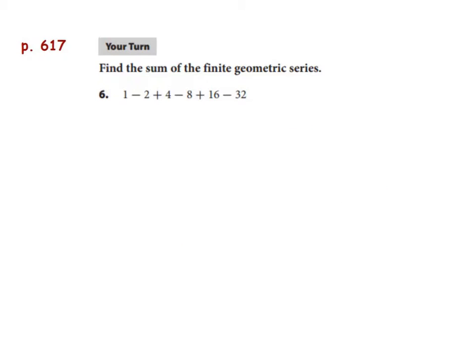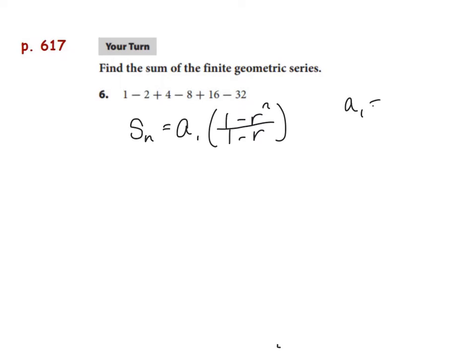So let's do an example. If you'll turn to page 617 in your book, we're going to flip around in your book just a little bit and look at the Your Turn number 6, where it says find the sum of the finite geometric series. So here we have the series that's given to us, and we want to find the sum of it. So let me start by writing down our formula. S sub n equals a sub 1 times (1 minus r to the nth power) over 1 minus r. All right, so let's see what pieces of information we have.